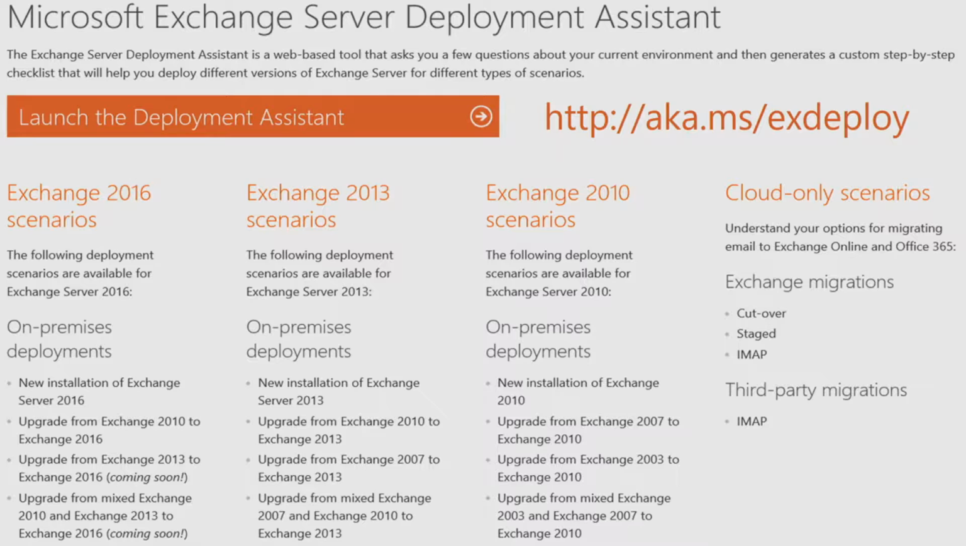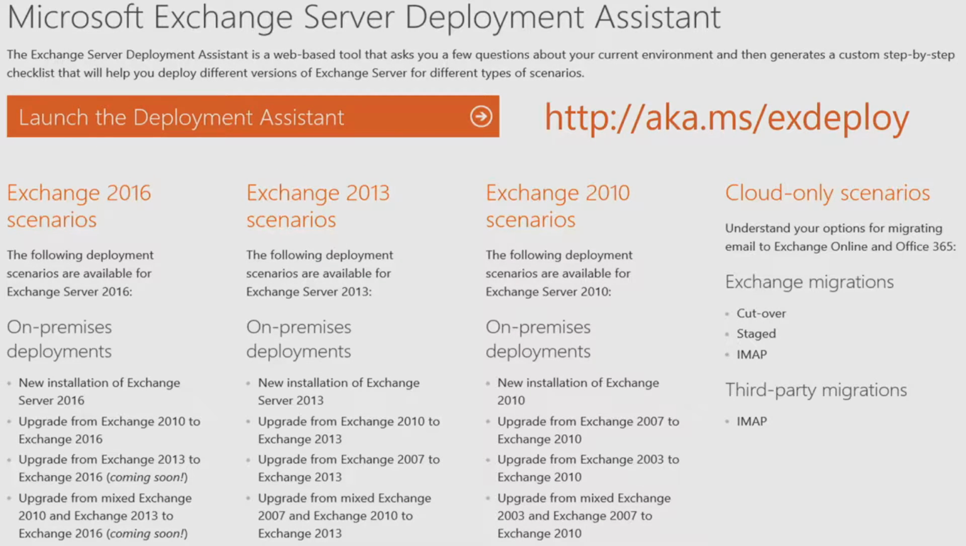How to install the prereqs, how to make sure AD is ready, how to actually run Exchange setup, what to do when you're done with Exchange setup, how to configure things after the servers have been installed, how to get mail flow going, how to get public folders going, how to set up an edge transport server if you're using one of those in your perimeter network. It'll walk you through everything.